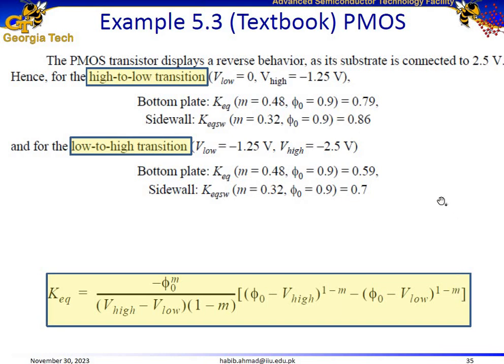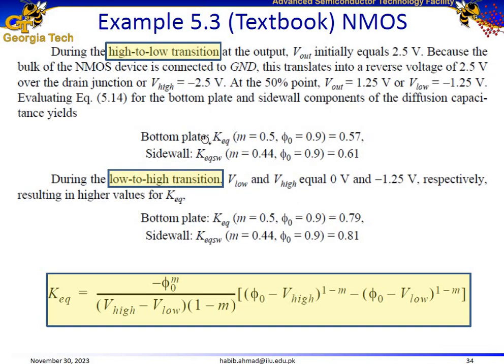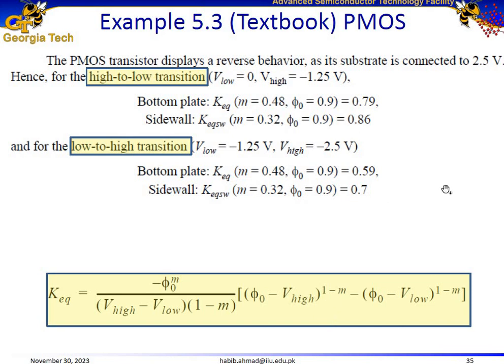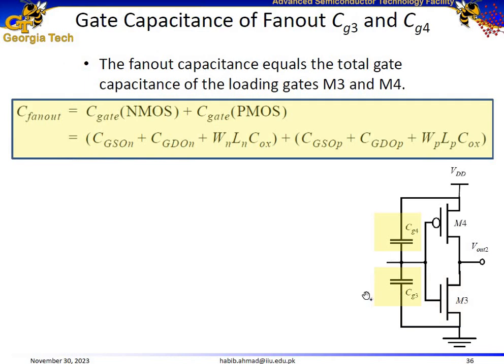So the calculations for capacitances are extremely demanding, time demanding especially. So in your exam problems, I am going to mention the values of K equivalent for the bottom plate and sidewall for both NMOS and PMOS for high to low and low to high transitions. I'm not going to require you to calculate these values in your exam because we need to focus on more important things.